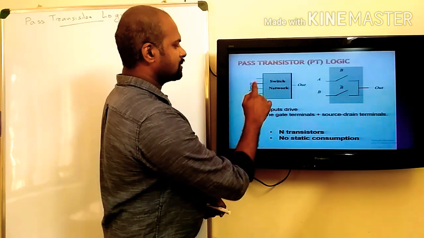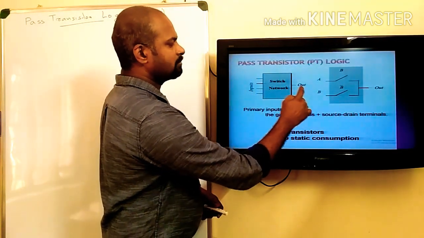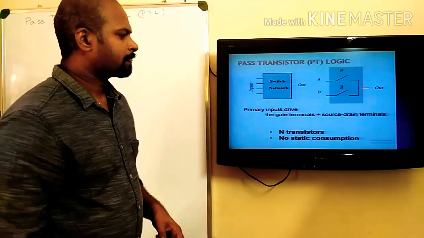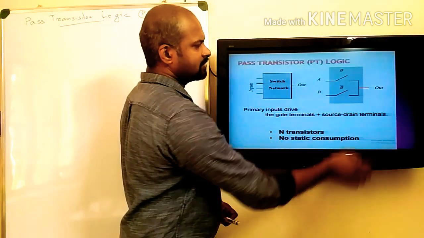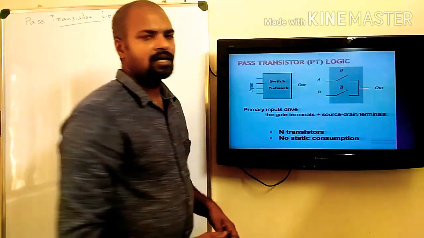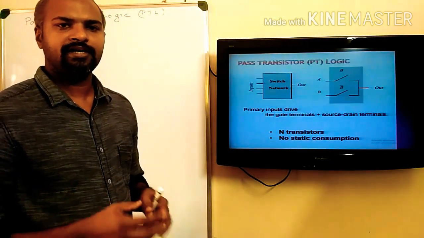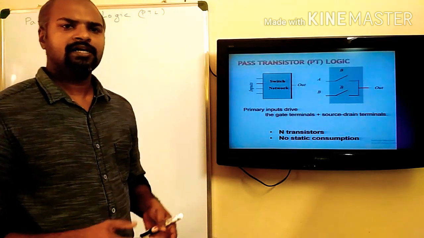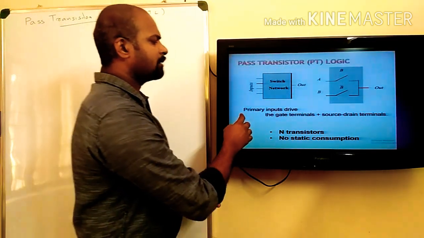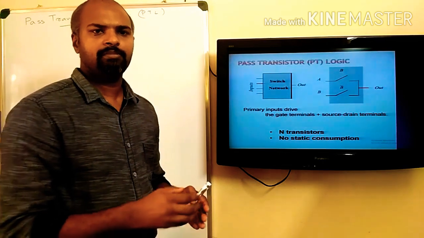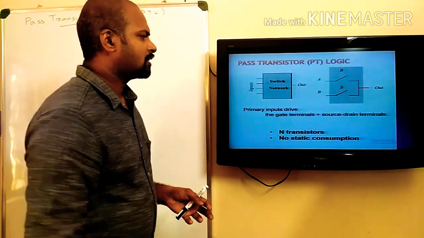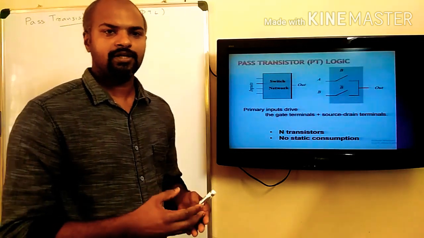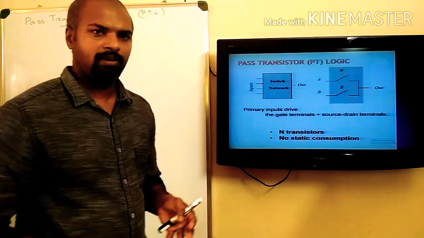Here there are inputs, and this output will be obtained based on switch networks. Switch means the transistors. These transistors have gate, source and drain terminals. In pass transfer logic, all these terminals are driven by the primary inputs themselves, meaning A, B, C, like that itself, in contrast to CMOS technology. In CMOS, the drain and source are connected to the VDD and ground power rails.